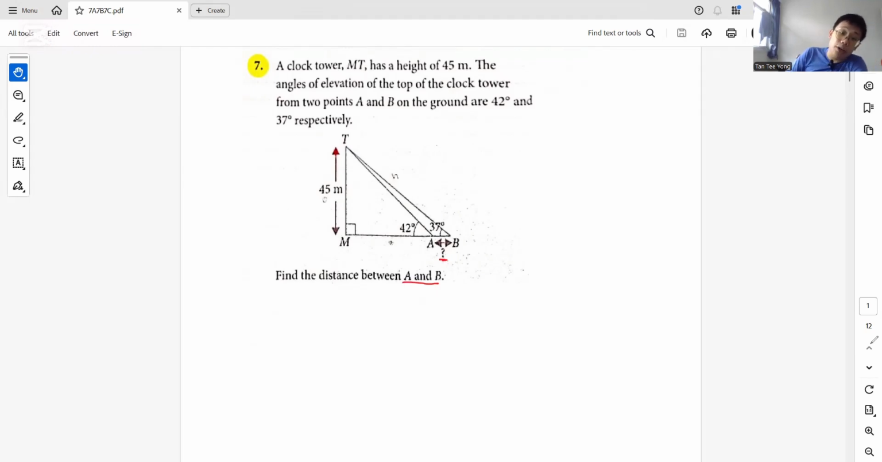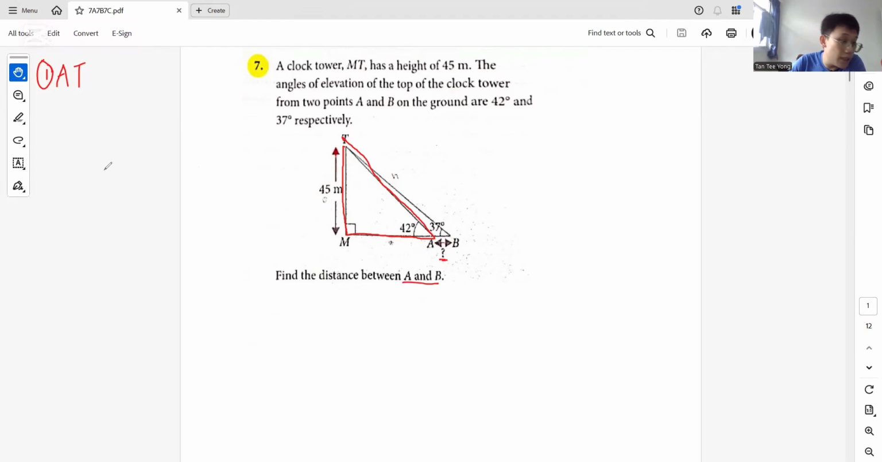First thing first, I want to find out the length of AT. So number one, I want to find AT. To find the length of AT, I want to use this triangle, triangle ATM. This is a right-angled triangle, and we know TM, so we can actually find AT using SOH CAH TOA.